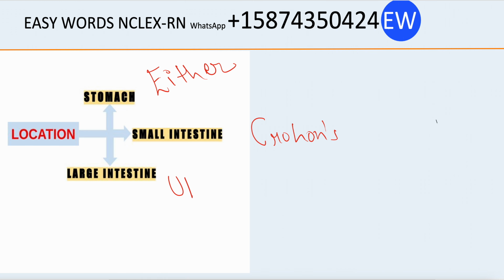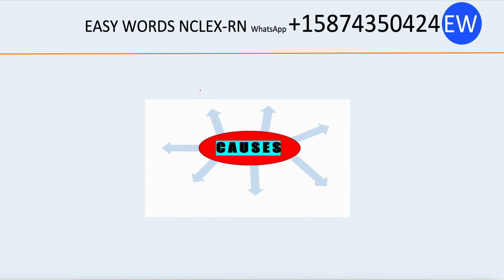Ulceration in the lower small intestine is known as Crohn's disease, and ulceration in the large intestine is known as ulcerative colitis. These diseases are known as inflammatory bowel disease.